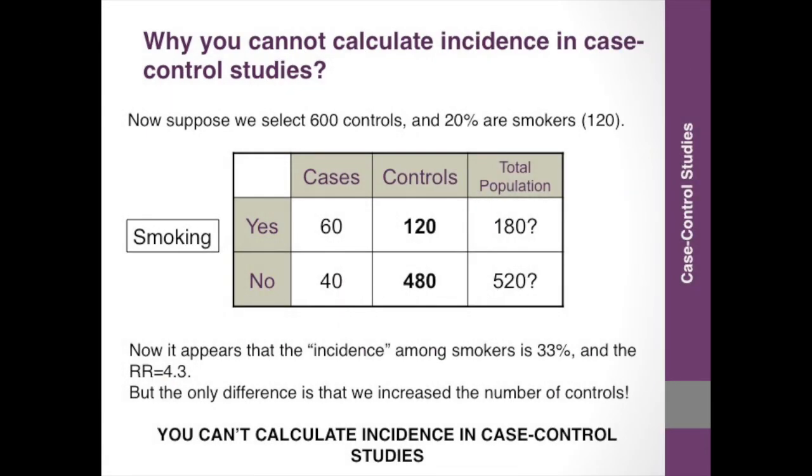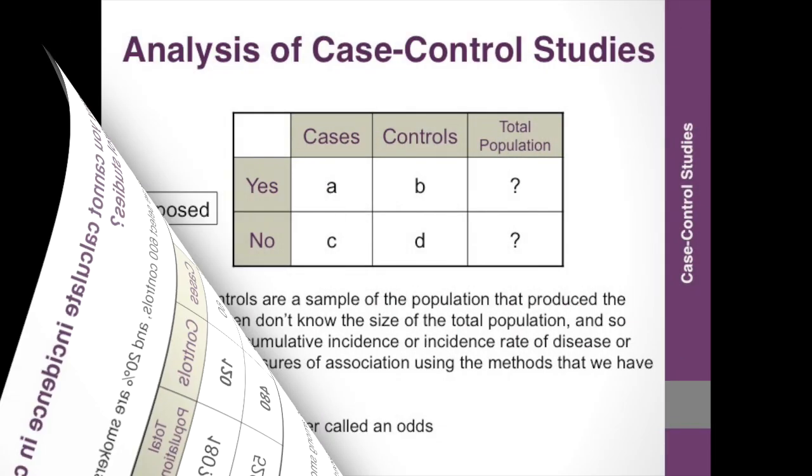Now let's suppose that we select 600 controls and 20% are smokers. Now it appears that the incidence among smokers is 33% and the relative risk is 4.3. But the only difference is that we have increased the number of controls. Therefore, you cannot calculate incidence in case control studies.